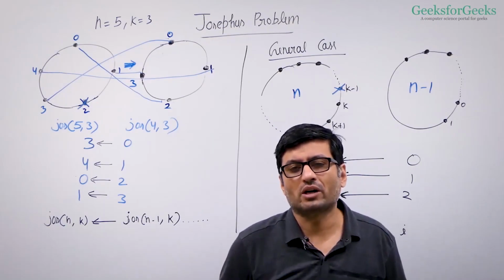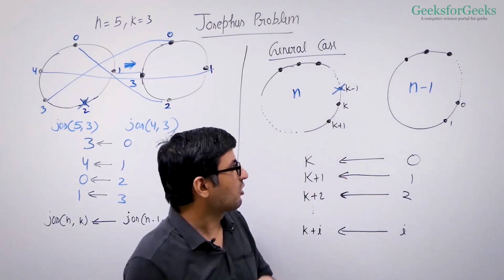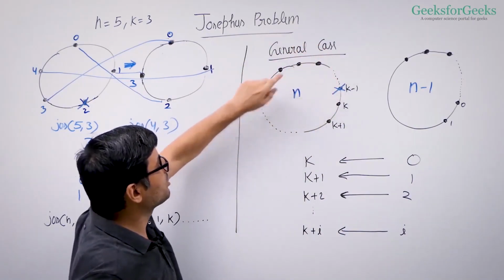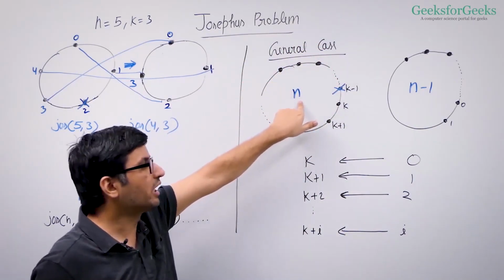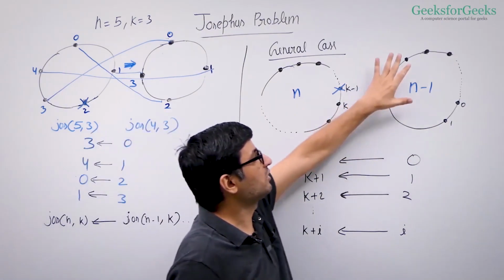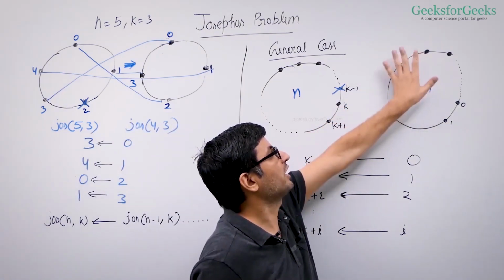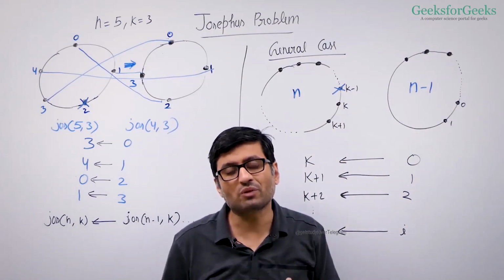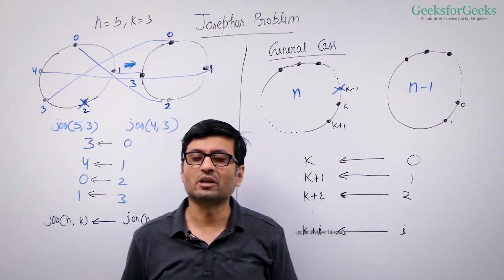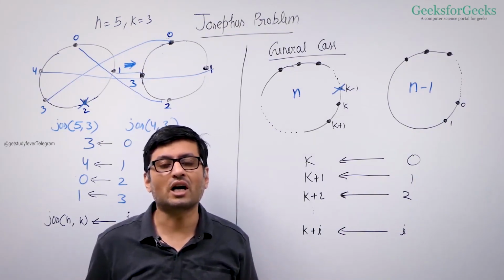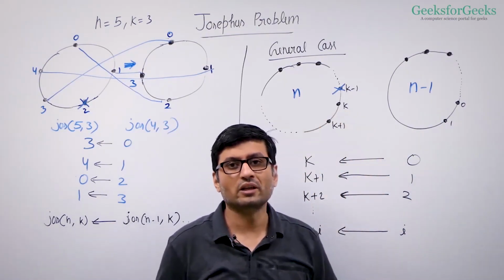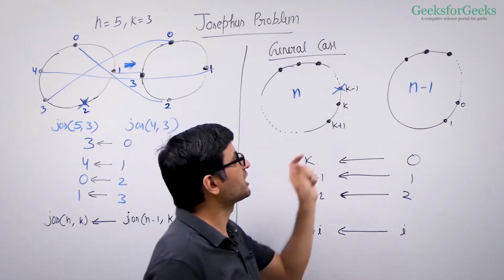Now I'm going to talk about a general example which I've drawn here. In the initial problem, you have a circle of n people, right? And then you have a solution for n minus 1 people. In the recursive solutions, we assume that we have a solution for n minus 1, right? Now we just need to know how we connect the solution of n minus 1 with the solution of n. Let's try to guess the connection.